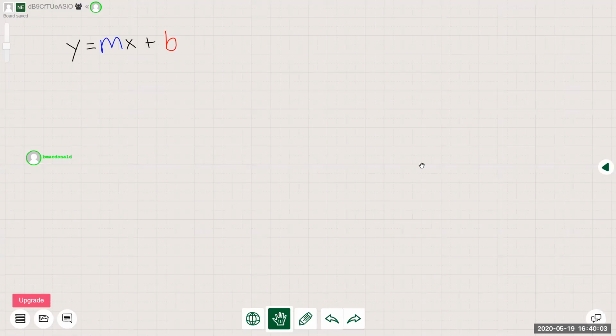For the final video on slope, we're going to take a look at point slope form. So this equation is really important for understanding point slope form. This is y equals mx plus b, and it is called point slope form. So let's go ahead and write that out.